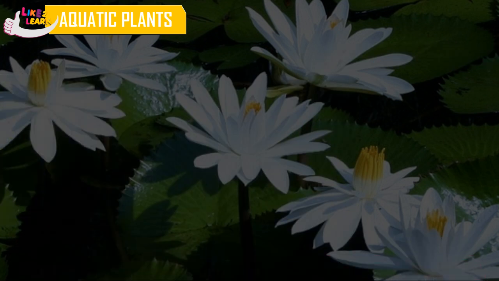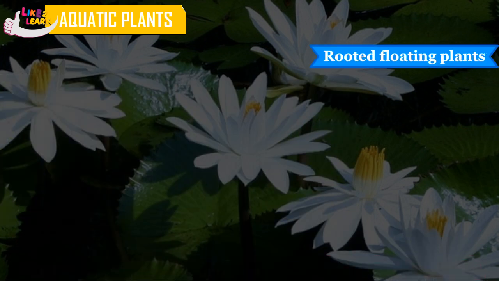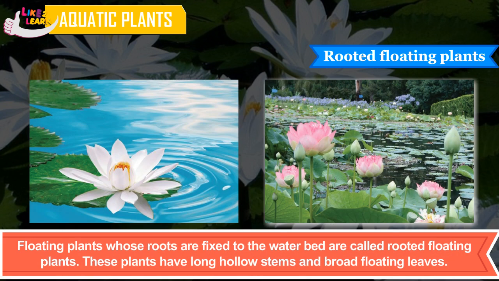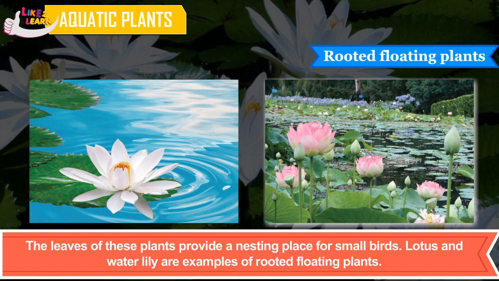Rooted floating plants. Floating plants whose roots are fixed to the waterbed are called rooted floating plants. These plants have long hollow stems and broad floating leaves. The leaves of these plants provide a nesting place for small birds. Lotus and water lily are examples of rooted floating plants.